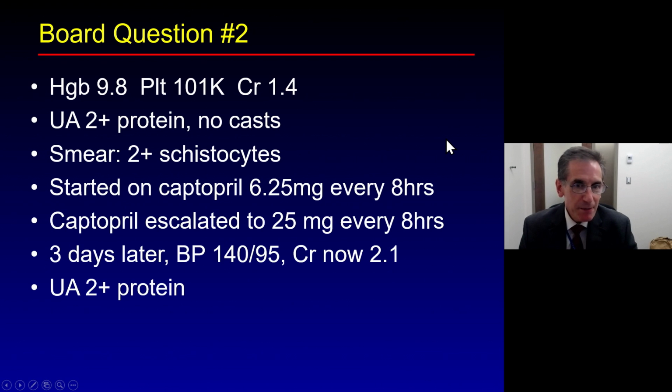The hemoglobin is 9.8. The platelets are low. The creatinine is 1.4. The urine shows 2+ protein, no casts, 2+ schistocytes on the blood smear. And so the patient is started on captopril, 6.25 milligrams every 8 hours. And then the captopril is escalated. 3 days later, the blood pressure is better, but the creatinine is now 2.1. The urine still shows some protein.